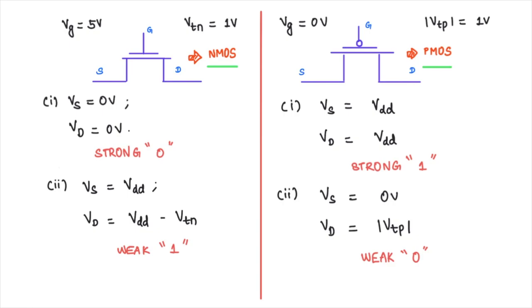So if VS is 0 volt, the output drain voltage will be exactly 0, because of this only the nMOS can pass strong 0, and because of the threshold voltage drop problem in this nMOS pass transistor, if VS is VDD, then your VD will be equivalent to VDD minus VTN. So therefore you cannot call this a strong 1. So we say that nMOS is capable of passing weak 1. And a similar case with PMOS also, if VDD is passed, VDD is obtained because it is capable of passing strong 1. And if VS is going to be 0 volt, because of the threshold voltage drop problem, it cannot pass a strong 0 and it is passing only a weak 0. Hope the reasons are very clear.